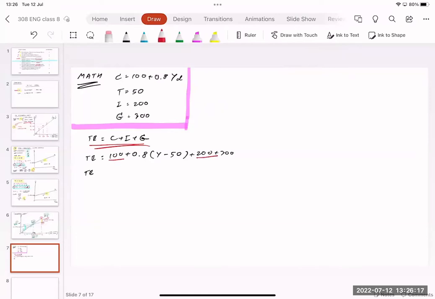100, 200 and 300, combine them together. What do you get? You get 600. You can multiply 0.8 into the bracket. You get 0.8 Y. 0.8 multiplied by 50, you get 40.